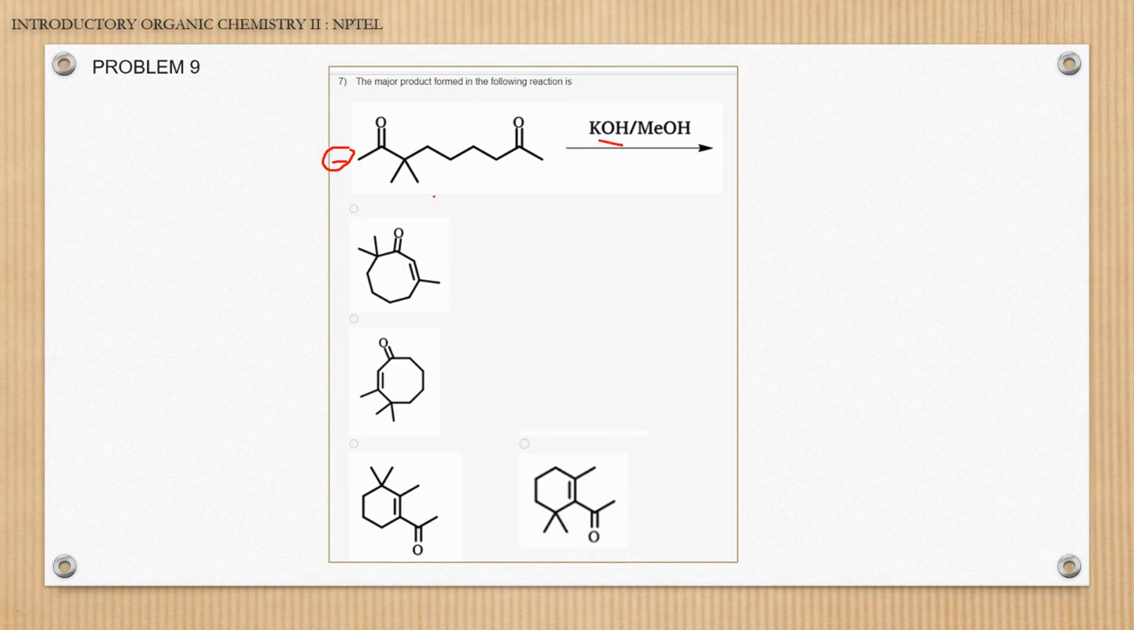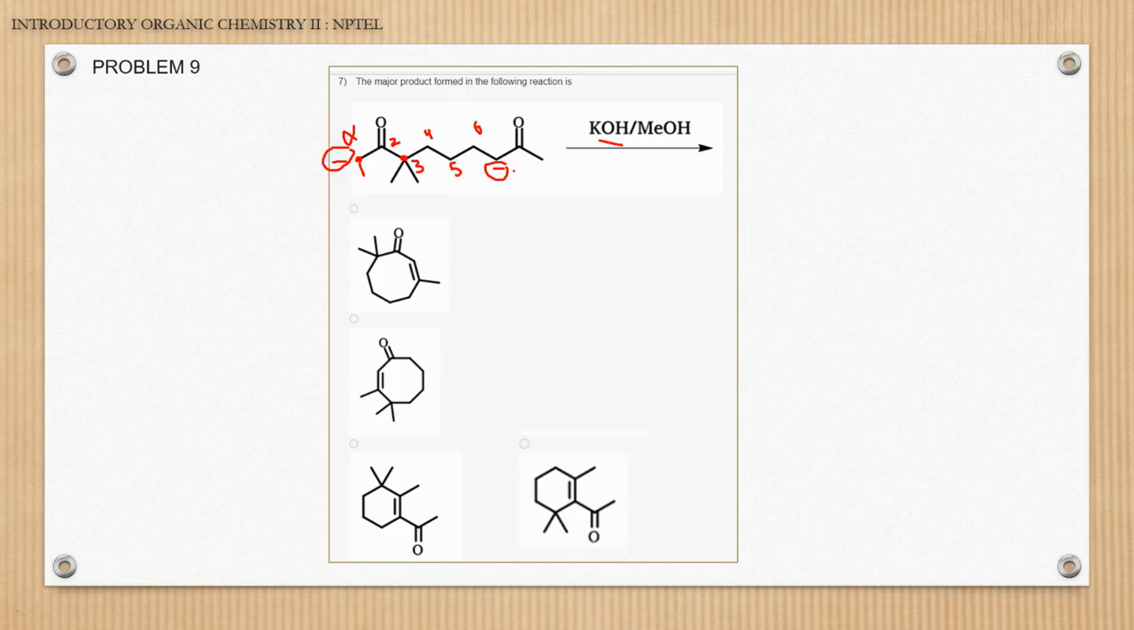Whether this base will abstract this proton, as this doesn't have, and this is the quaternary carbon, right? So it has two options, either this or this. If it abstracts a proton from this side, then how many carbons will you have in the ring? One, two, three, four, five, six, yes, seven. Then you will have a seven membered ring, right?